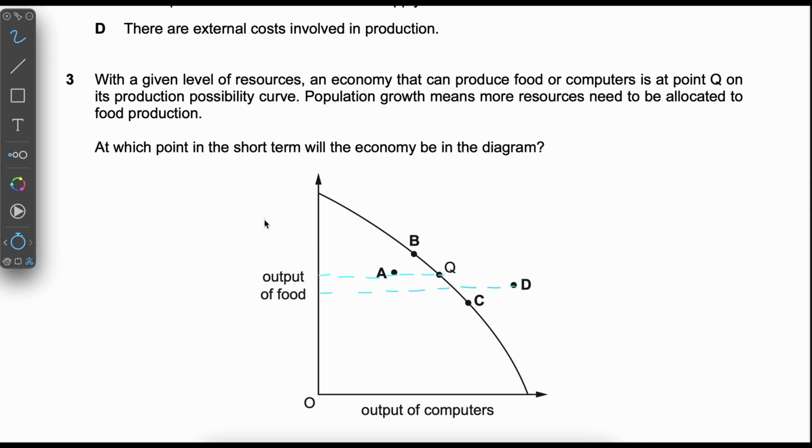Okay, so we need to find the point basically that would produce a higher quantity of food or have a higher point on our y-axis, and the only option there is B. C is obviously eliminated because it has a lower point of food than point Q. So the answer is B.